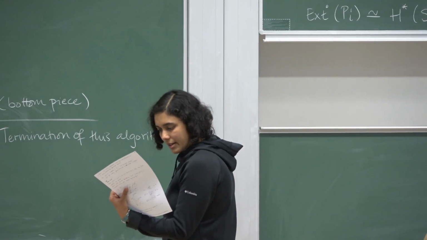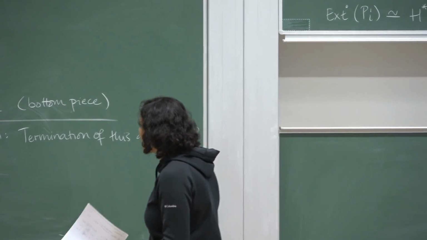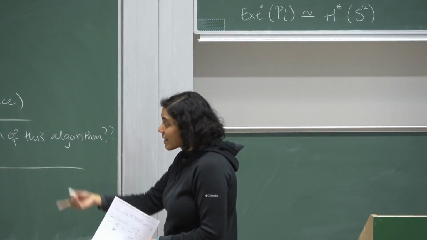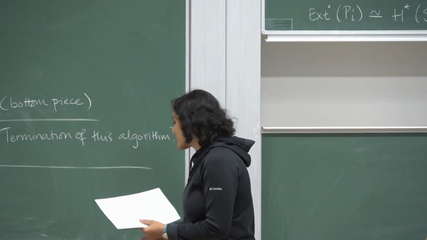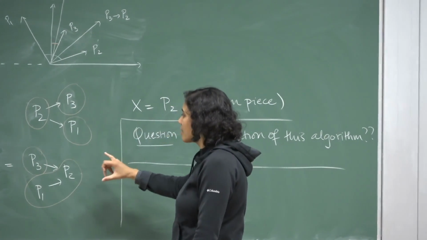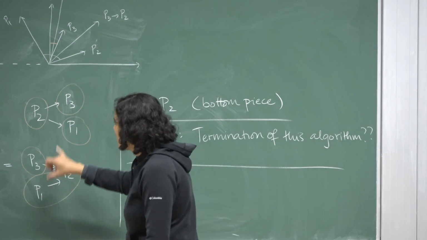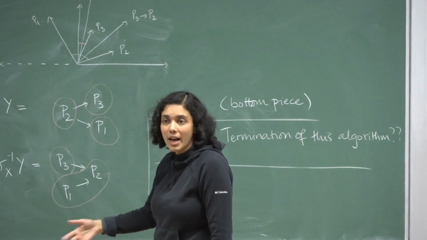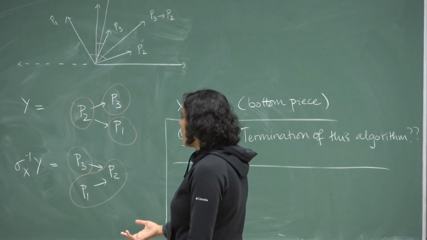Okay, and I'll say one more thing before I end. So these are the kinds of questions that we're answering with this setup. You can ask and answer lots of other questions. So for example, you can ask, if you apply a group element, what happens to the HN filtration? How do the HN factors change? How can you predict what will happen as you apply group elements?